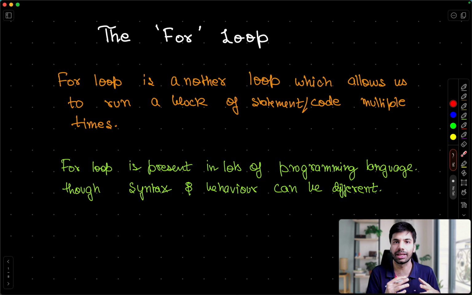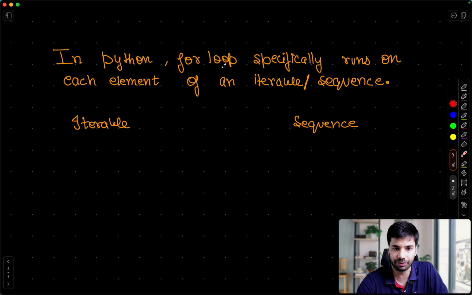I will make sure that I clear that in this slide, when I teach you for loop. So please pay a lot of attention here, because otherwise it gets very confusing. In Python, for loop specifically runs on each element of an iterable or a sequence. At this time, I think it makes sense to clear the air on the difference between an iterable and a sequence.